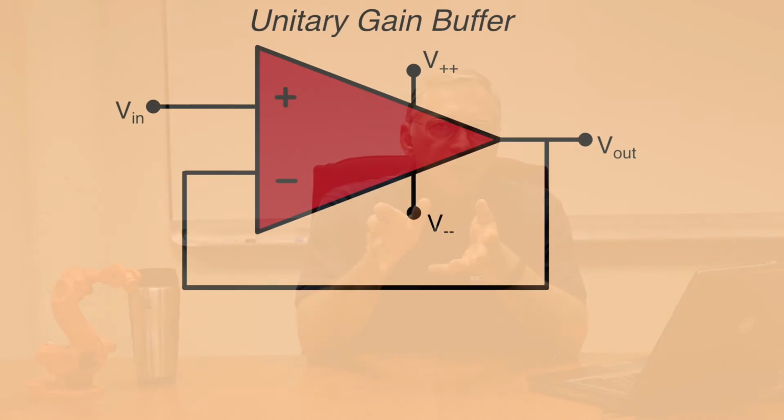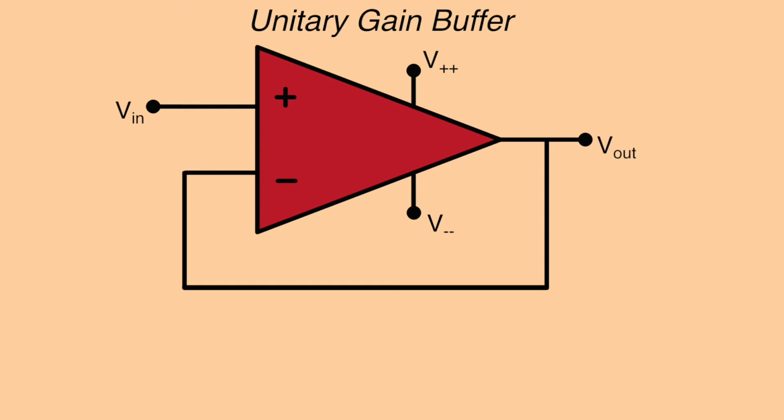Well, the answer to that is that you can indeed build such a circuit, and we call it a unitary gain buffer, or sometimes it's also called a voltage follower. And this is what that circuit looks like. As you can see, it's a special case of the non-inverting configuration where the value of R sub F is 0, or a short circuit, and the value of R sub in is infinity, or an open circuit. Mathematically, both of these values drive the second term of the non-inverting circuit's gain equation towards 0.